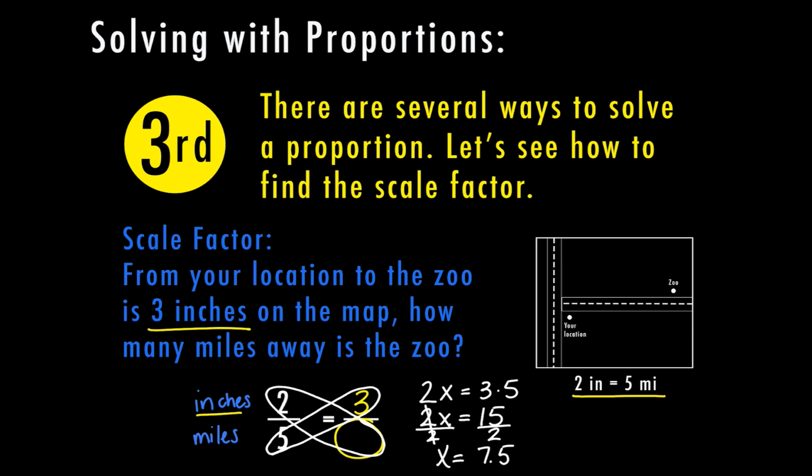So that means that if on the map the zoo is 3 inches away, in real life it's going to be 7.5 miles. And you see I have that labeled here. So we would write 7.5 miles. Now, unless it indicates whether it wants a decimal or a fraction, you could write your answer either way.